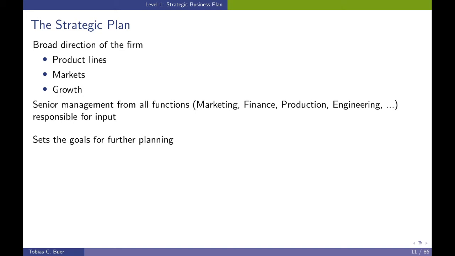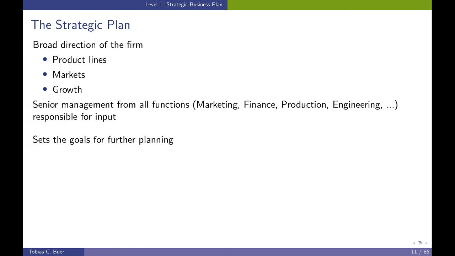The strategic plan should show or make statements about the major product lines of the company, the major markets, and the expected growth. All the main departments of a company, all the senior managers usually develop and contribute to developing the strategic plan.